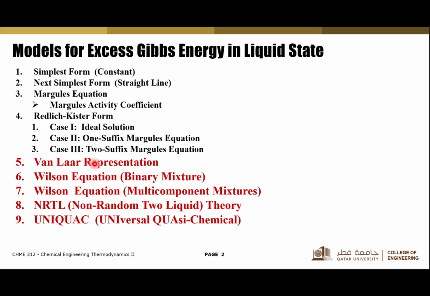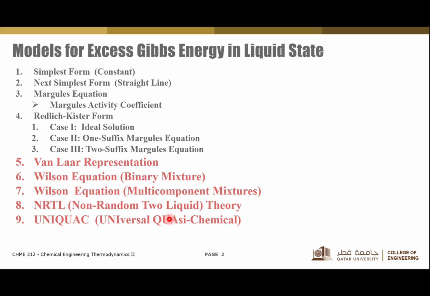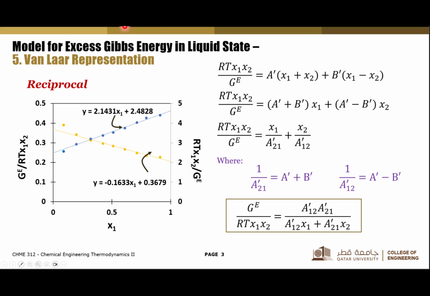Today we're going to do the Van Laar representation, which is basically the 2 suffix Margules equation, but flipped. So it's very similar, but flipped. So we'll see that in a second. Then we're going to look at the Wilson equation for binary mixtures, then the Wilson equation for multi-component mixtures. Then we're going to do NRTL, the non-random two-liquid model. And then the universal quasi-chemical model, we're not going to look at that one per se, but that's the one that also exists. All right, so we're going to start off with the Van Laar representation.